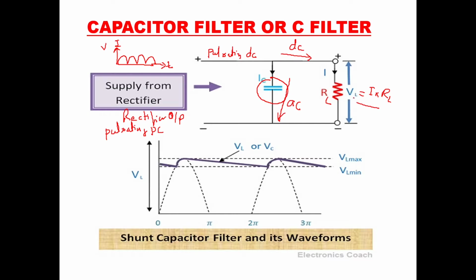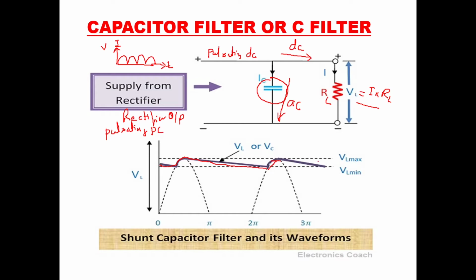This is one way of explaining it. The other way of explaining it is that the capacitor, for every half cycle, charges to the peak value, as shown in the waveform here. Here you can see the capacitor charging to the peak, and whenever there is no output from the rectifier, it discharges. Again, when the next half cycle comes, it charges to the peak value.